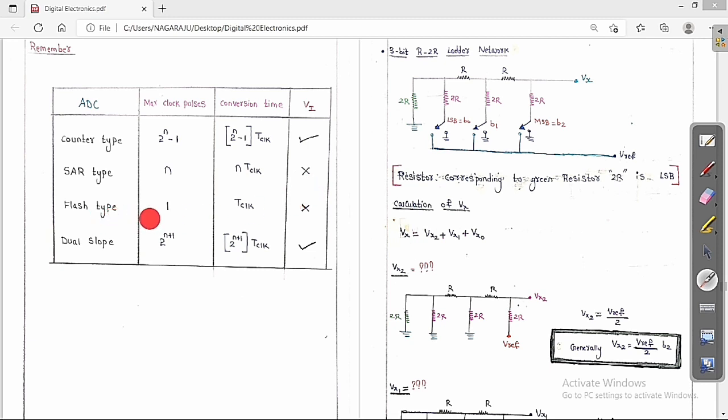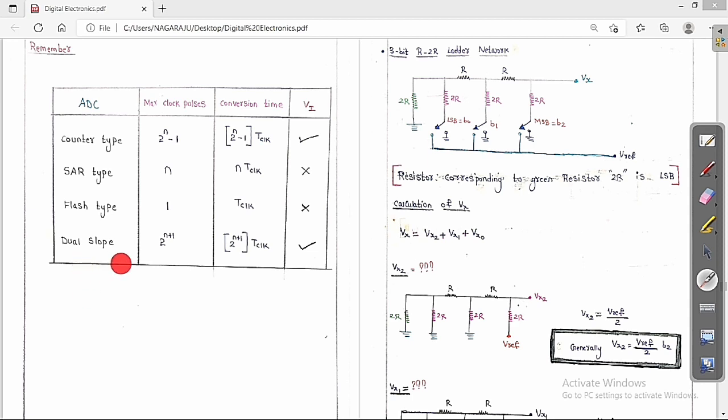Whereas in the flash type, no matter whatever the input voltage, it takes only 1 clock pulse to get the output. So what is the conversion time? 1 multiplied by t clock, we are going to get t clock. Is it depending on input voltage? No, it is not at all dependent upon input voltage. It is not dependent upon the number of bits also.